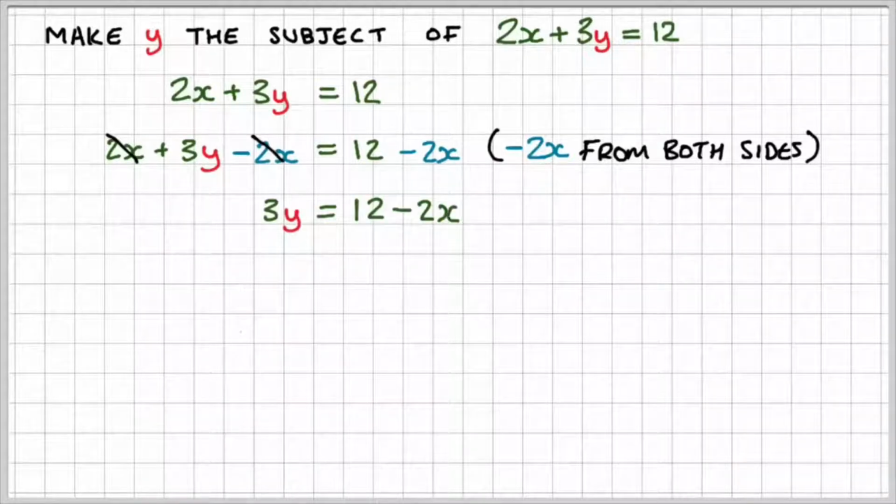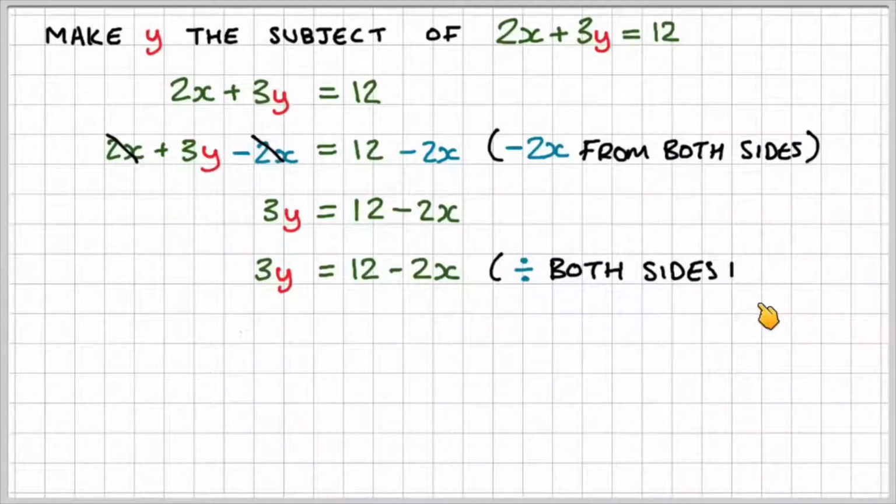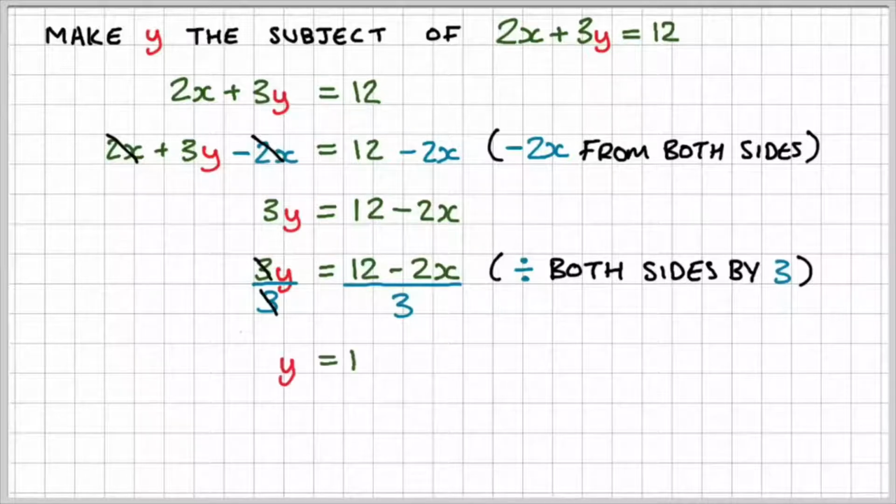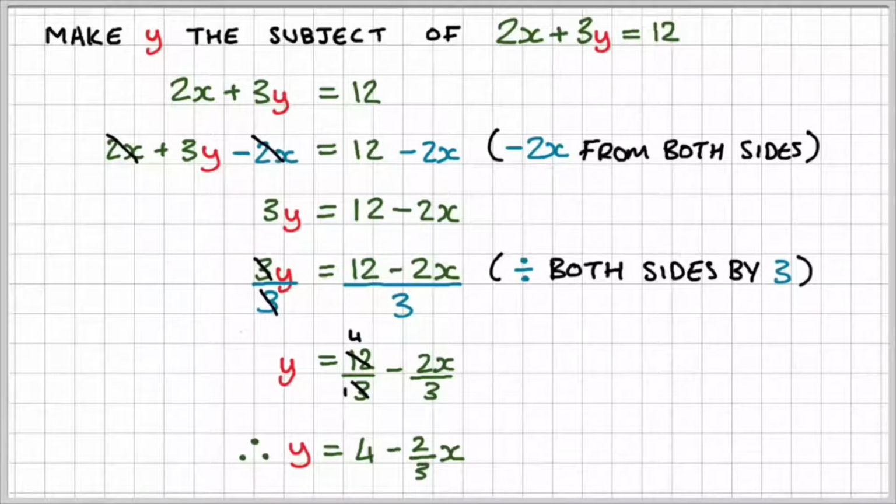Now that allows me to cancel out the 2x on the left-hand side, which leaves me with 3y is equal to 12 minus 2x. Now I can divide both sides by 3. This is going to allow me to cancel out the 3 on the left-hand side, which leaves me with just y, and then that gives me 12 divided by 3 minus 2x divided by 3. In the final step, I can simplify and therefore write y is equal to 4 minus 2/3 x.